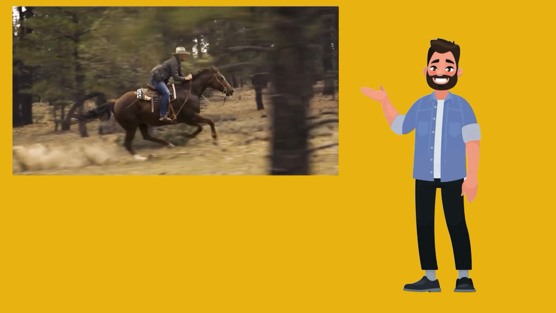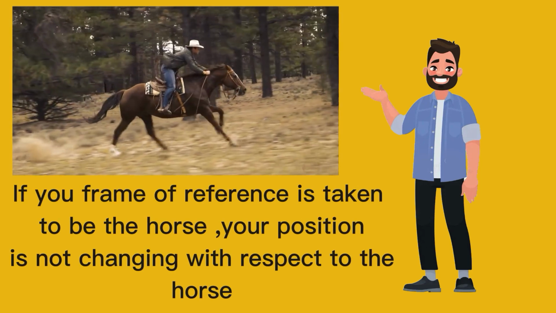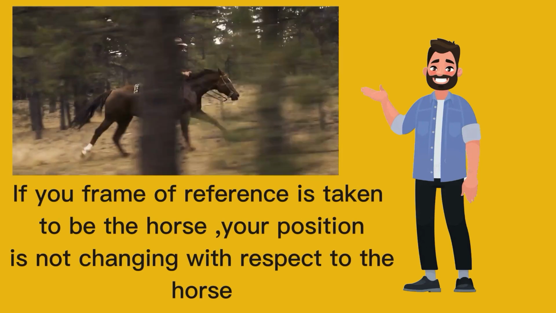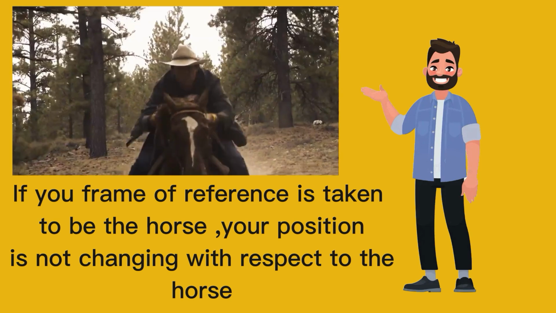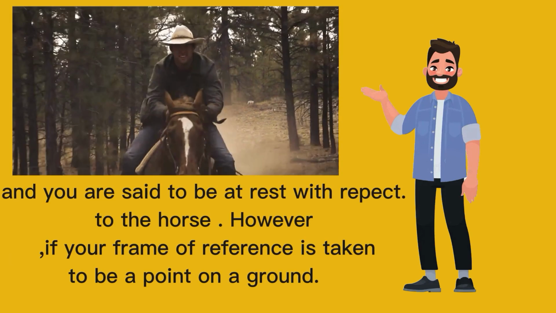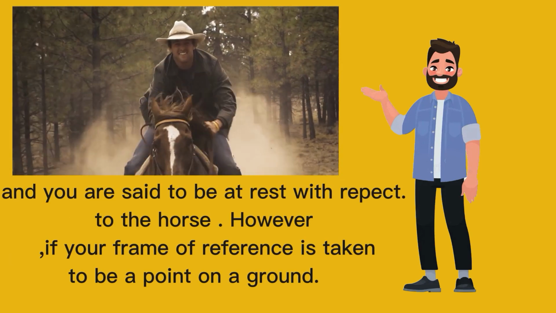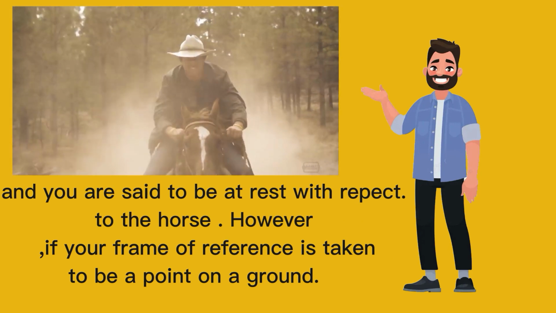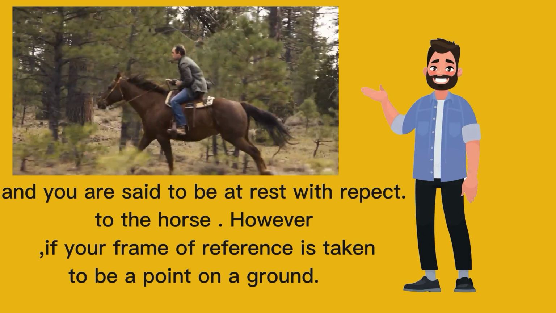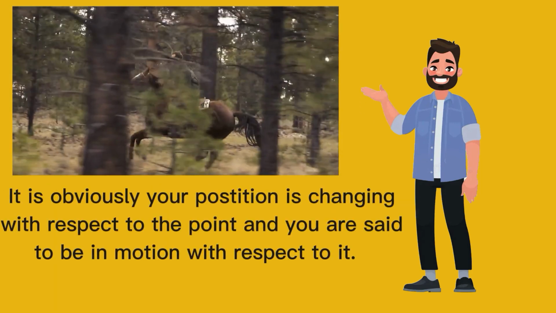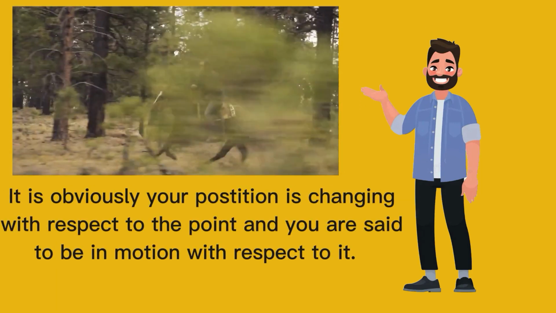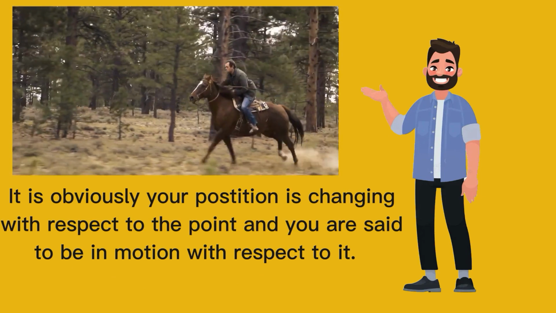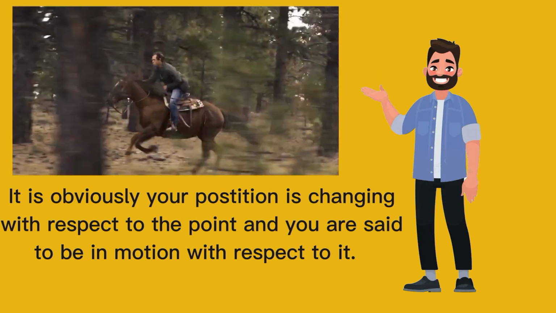Students, as you observe from the given figure, if your frame of reference is taken to be the horse, your position is not changing with respect to the horse, and you are said to be at rest with respect to the horse. However, if your frame of reference is taken to be a point on the ground, obviously your position is changing with respect to the point, and you are said to be in motion with respect to it.